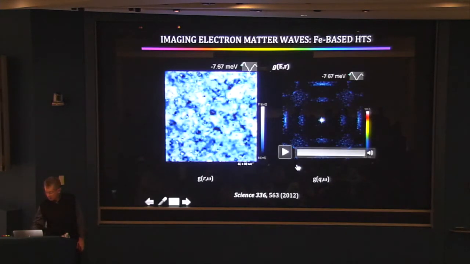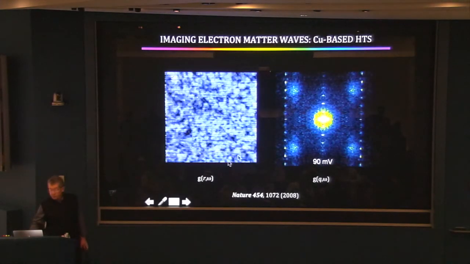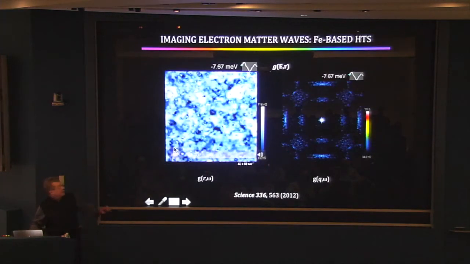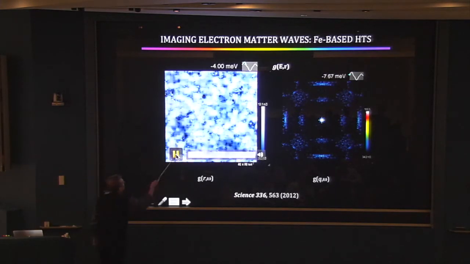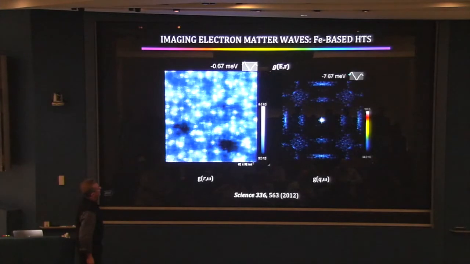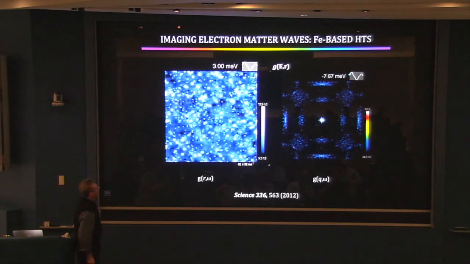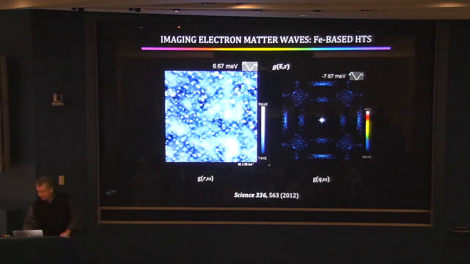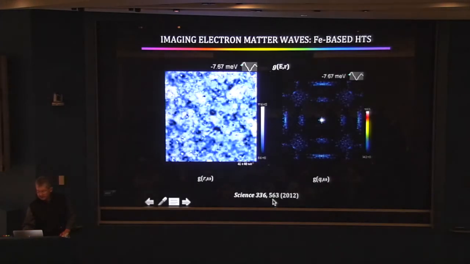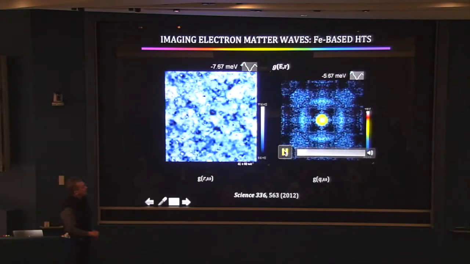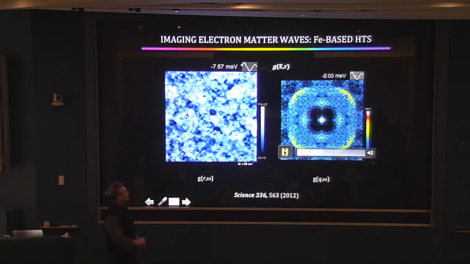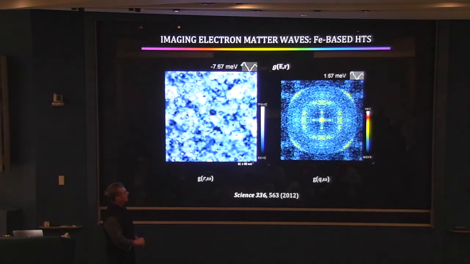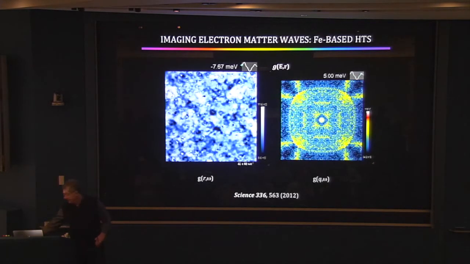Here's a different one. Oh, sorry. These were the first wave function movies ever made for the copper superconductors. These are the first wave function movies ever made for the iron superconductors. If I show you the wave functions, they're a god-awful mess. Very weird. If I show you the Fourier transform of the same data set, it's beautifully symmetric. It has 3 bands, which we can diagnose with great precision.